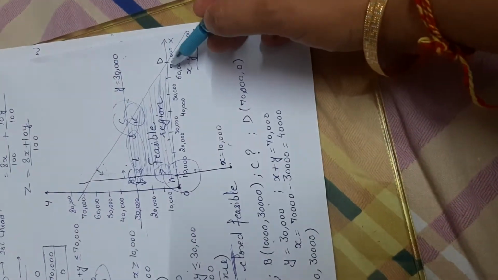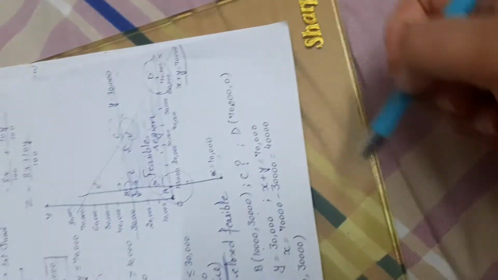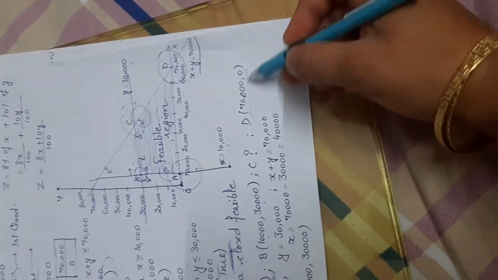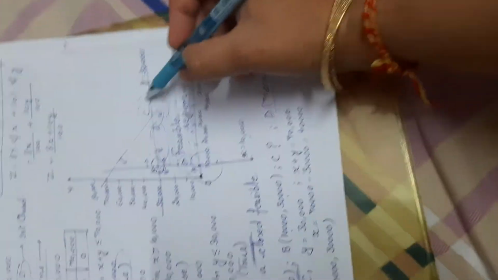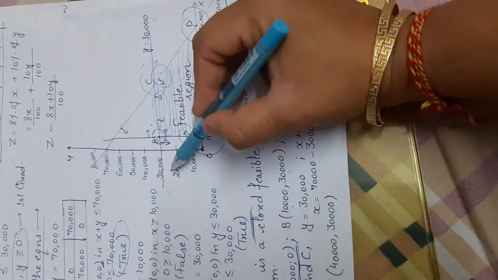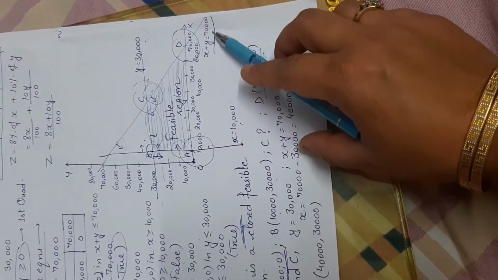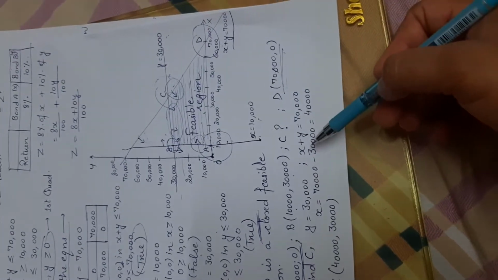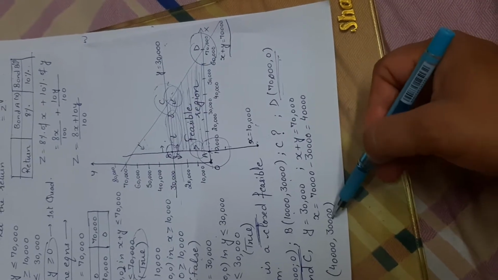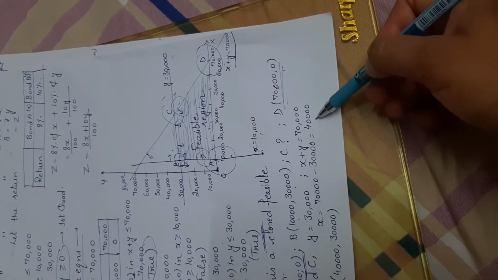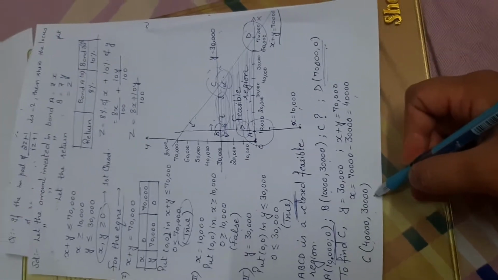Now let's think about point D. D is on the x-axis at 70,000. That means point D is 70,000, 0. Now let's find C. C is the intersection point of y equals 30,000 and this line, x plus y equals 70,000. When we substitute y equals 30,000 here, we get x equals 40,000. So we have the point 40,000, 30,000. Now we have all four points.